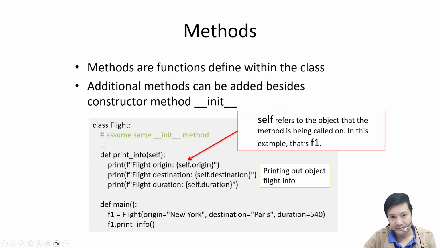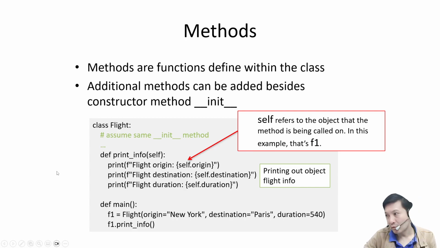And a method is something you can create. A method means the behavior, or something the object should be able to do. For example, you have the ability to print itself, to print the information. You just define the logic here: just print out the origin, destination, duration. When you call the print info, it will run all the programming logic here.